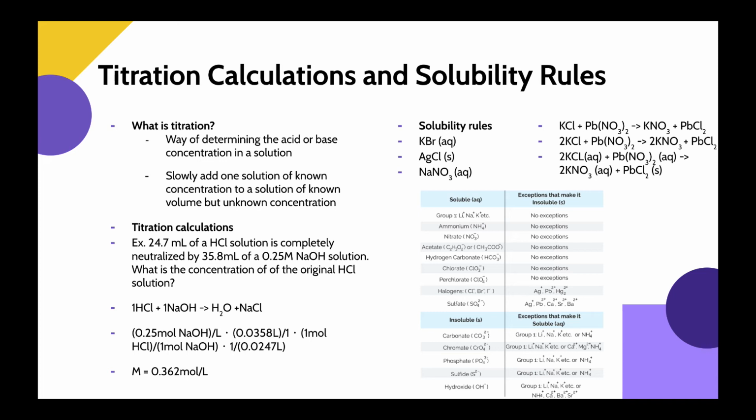Then we start with the molarity of sodium hydroxide, so 0.25 moles of sodium hydroxide per liter times the volume of sodium hydroxide in liters, 0.0358 liters. Then we can convert to moles of the acid by using the 1-to-1 ratio we found earlier, so 1 mole of HCl over 1 mole of sodium hydroxide. And finally, we divide by the volume of HCl in liters, so times 1 over 0.0247. This will give us our answer of 0.362 moles per liter.